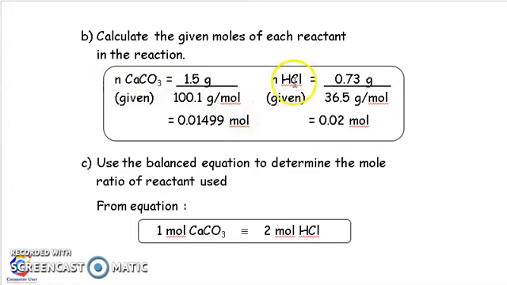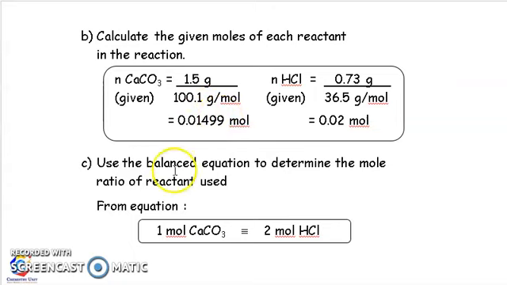Same here, we need to calculate the mole of HCl. Given 0.73 gram, divide by 36.5, the molar mass of hydrochloric acid, so 0.02 mole of hydrochloric acid. These are the moles given by the question. Always remember, we need to give the answer in 4 significant figures if it is not the final answer yet.